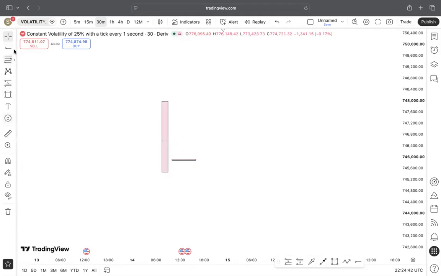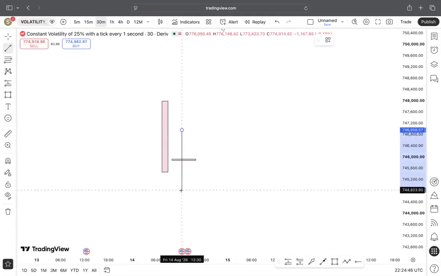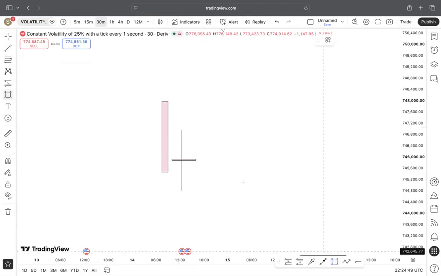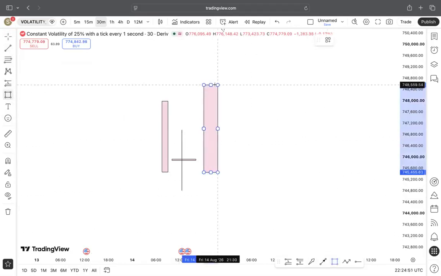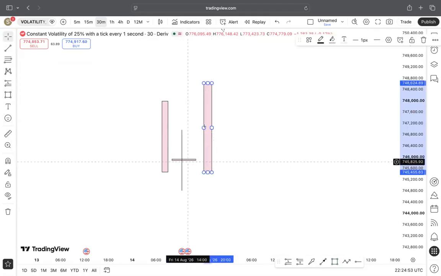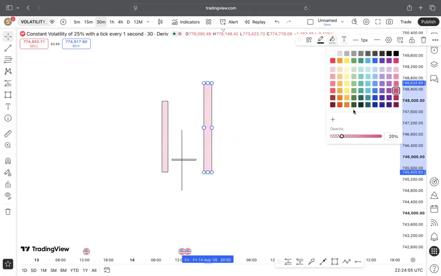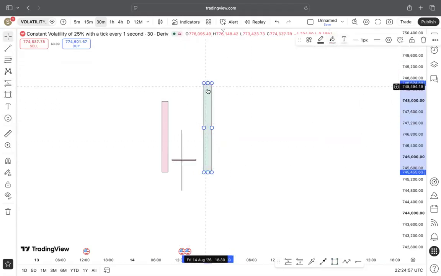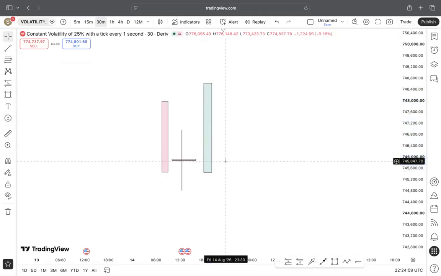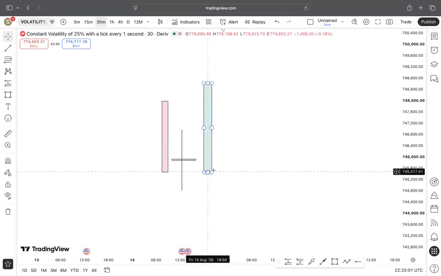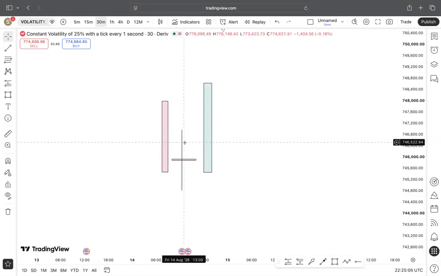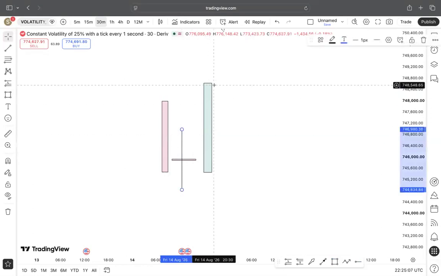Long wicks like this. And then the third candlestick is a bullish candlestick that must close above this doji. Take note. It must close above this doji. Of course, for you to know a bullish candlestick, the close must be above the open, not just by the colors. The close must be above the open.